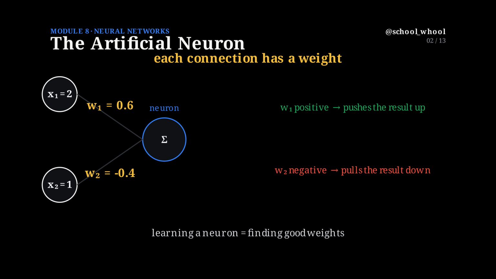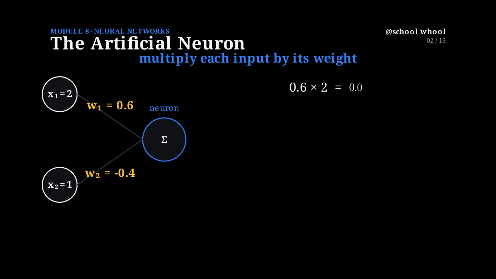The first thing the neuron does is multiply each input by its weight. Watch the top input travel down its connection and get scaled on the way in. 0.6 times 2.0 comes to 1.2. And on the bottom, minus 0.4 times 1.0 gives minus 0.4.